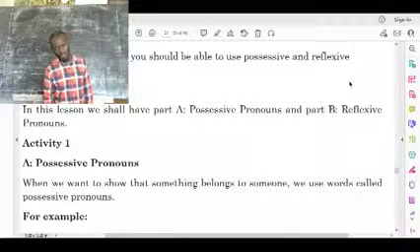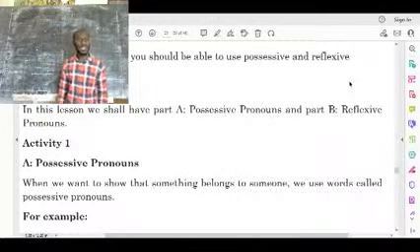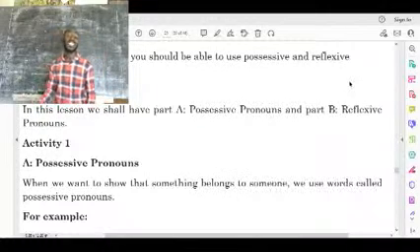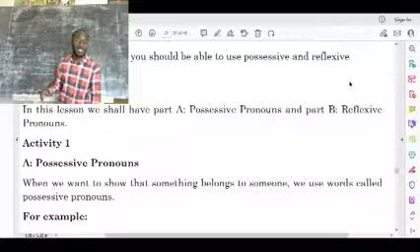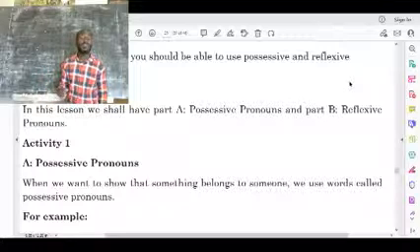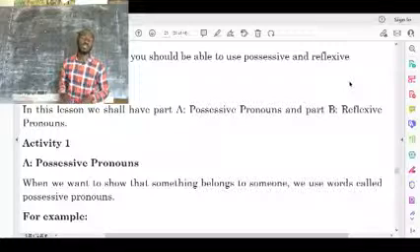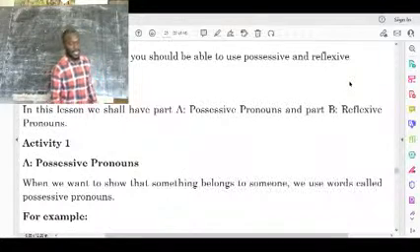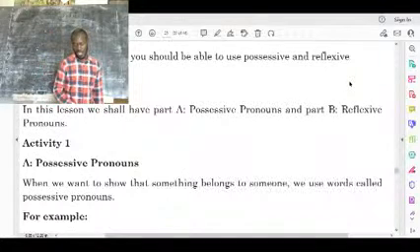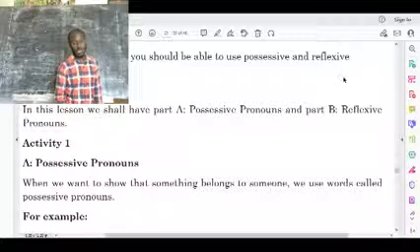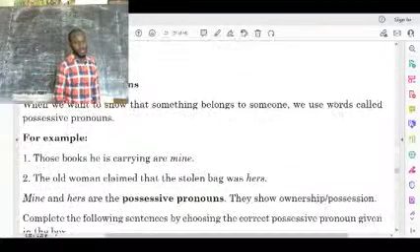Now, in this lesson we shall have part A, that is possessive pronouns, and part B, reflexive pronouns. But in this episode, just like I've told you, we are only going to look at A, and then B will come later in our next session, inshallah.